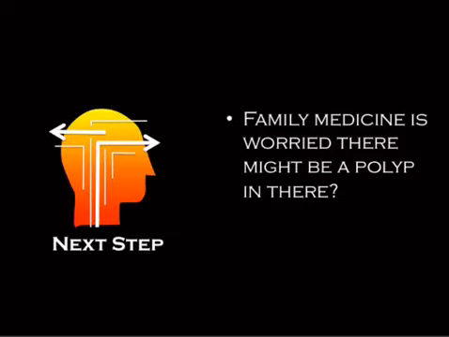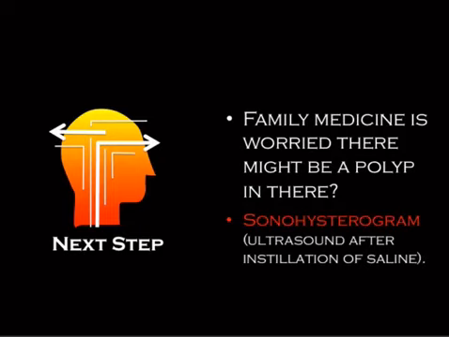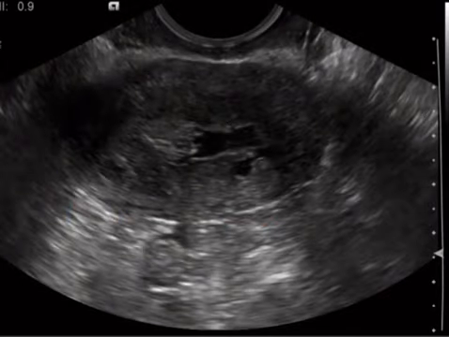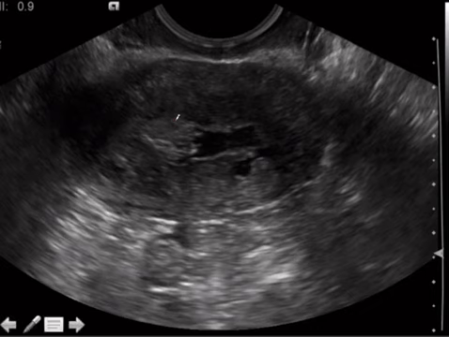So what if you thought there was a polyp in there and you couldn't see one? Is there any other test you can do? Well, apparently there's a thing called a sonohistogram where somebody, hopefully not me, cannulates the cervix and puts saline into the uterus, and then you do an ultrasound again to spread things out, and it can look a little bit like that. You've got your hyperechoic polyp here.